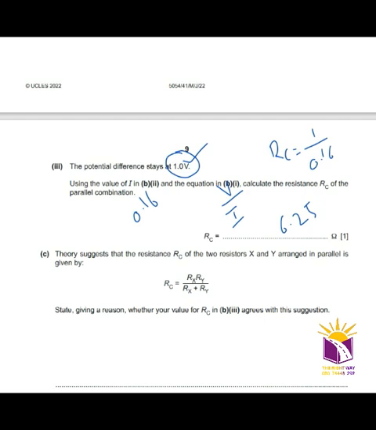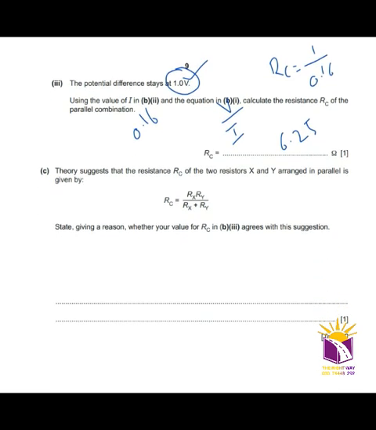Theory suggests that the RC of the two resistors X and Y arranged in parallel is given by RC equals RX RY divided by RX plus RY. State, giving a reason, whether your RC in B2 agrees with the suggestion. Now we are going to calculate the value of RC, where RX is equal to 10 and RY is equal to 14, divided by 10 plus 14.